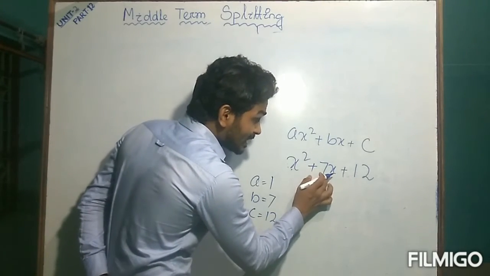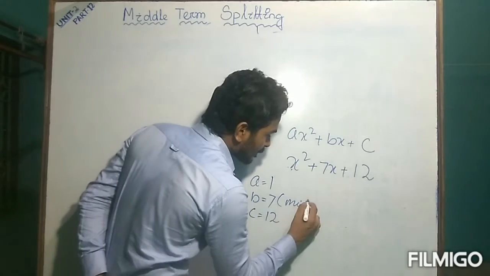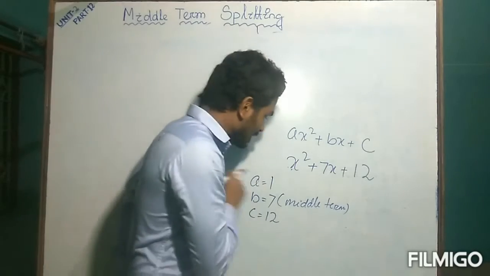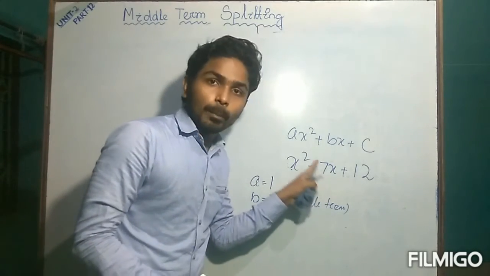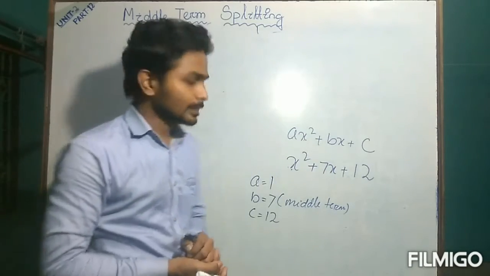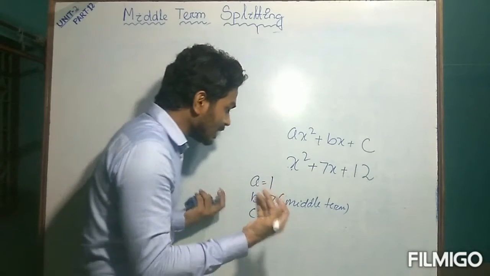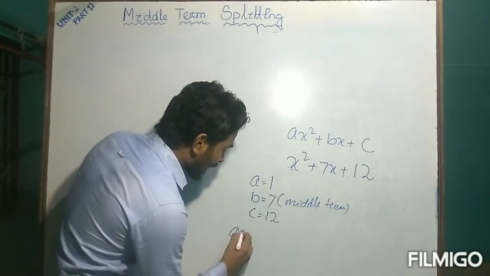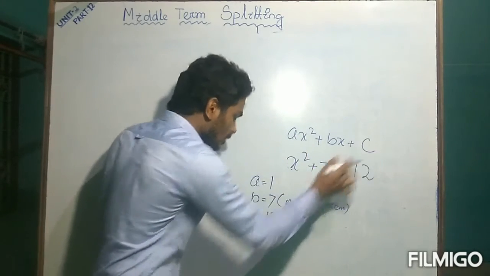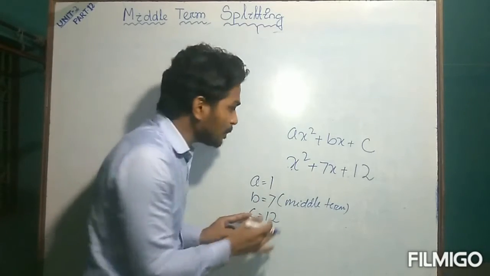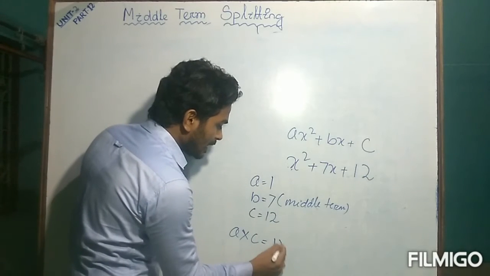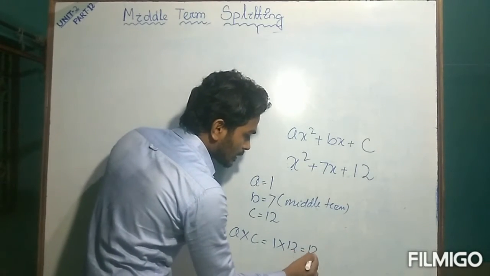Now here the middle term is 7. So I am writing here, this is the middle term. That means we have to split or break this 7 into two parts. So that what will happen? See, first I am writing the coefficient of x square is a and the coefficient of the constant term is c. So I am now multiplying the coefficient of x square with the constant term. Here a is 1 into c is 12. So it will be 12.